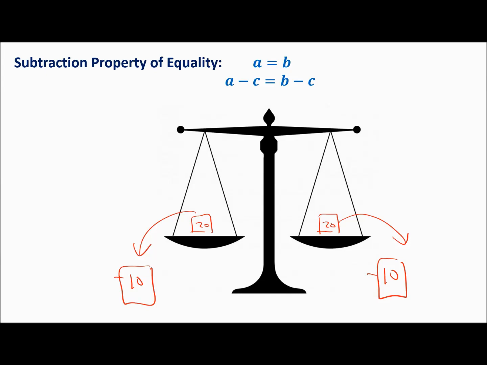Now the property is written above in blue, so if you know A equals B and you want to subtract, say, C, then you have to subtract C on both sides of the equation. As long as you do that, you are following the property of equality, and you won't make any mistakes as long as you follow those rules. So let's actually do some problems.